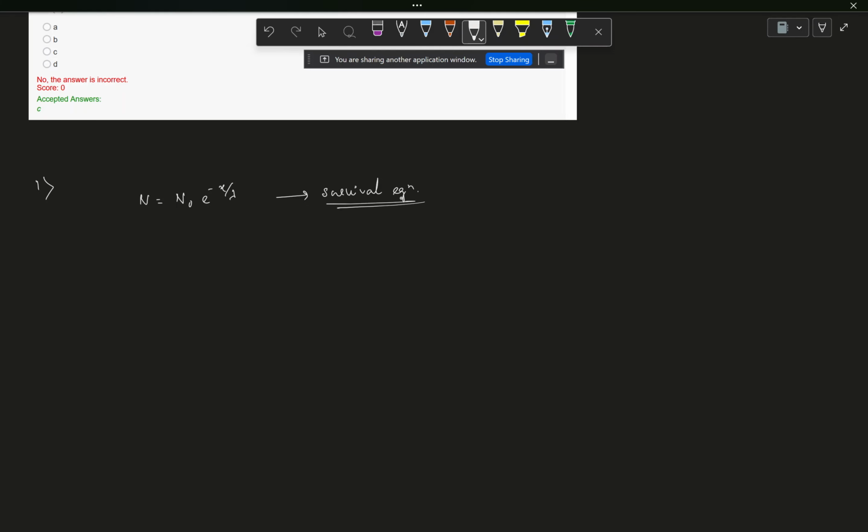Why is it called the survival equation? Because if n naught is the initial number of molecules present in that gas, then after traveling a distance x, the number of molecules still present in that cluster without getting knocked off by collision or anything will be n, where lambda is the mean free path of the gas molecule.